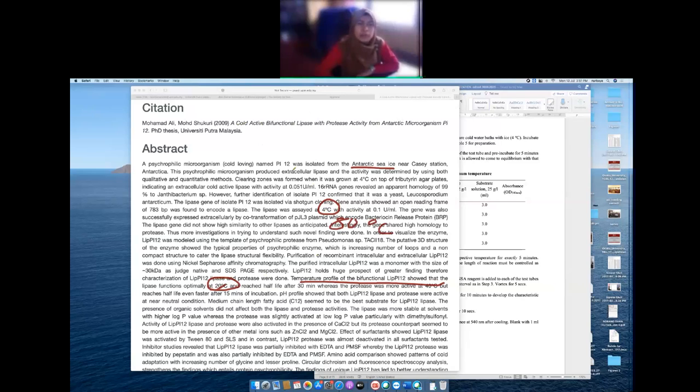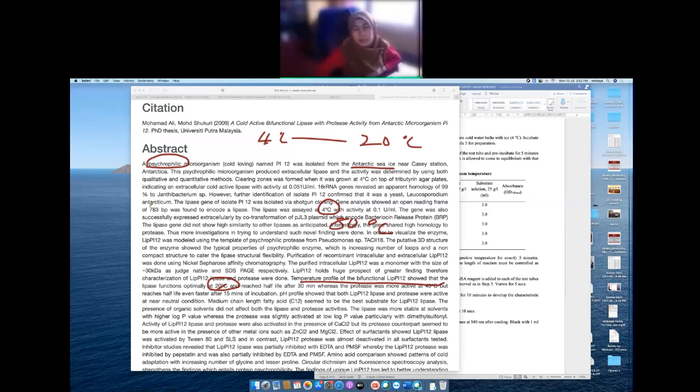And then we know the microbe was also isolated from a psychrophilic organism. That's why we aim for the lower temperature. The range should be maybe 4 degree to 20 degree.